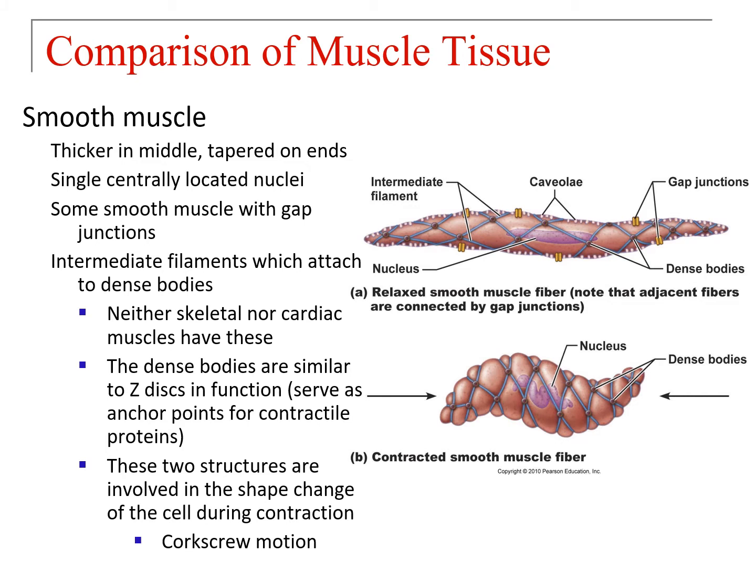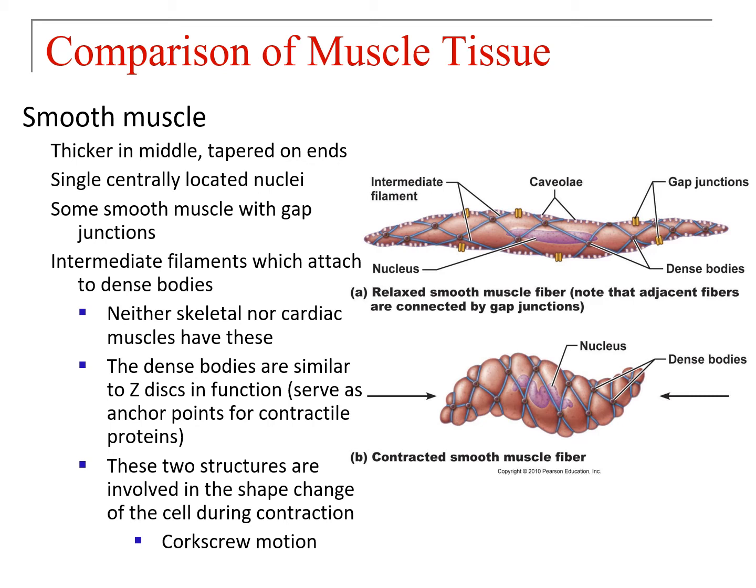So each of the smooth muscle fibers is thicker in the middle and it's tapered on the ends. There is one nucleus per smooth muscle cell. So this is in contrast to skeletal muscle cells, which have multiple nuclei, and cardiac muscle cells, which can be binucleate or have two nuclei. Some smooth muscle does have gap junctions to allow the smooth muscle cells to act in unison.